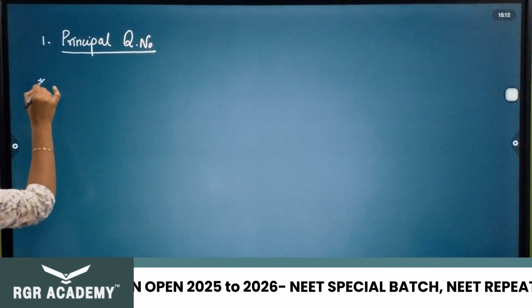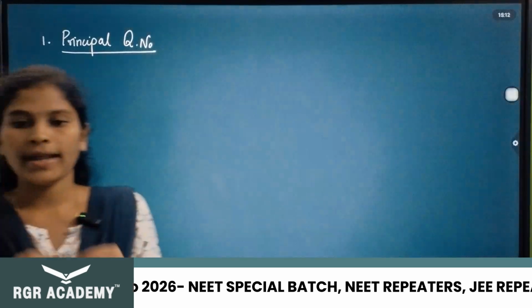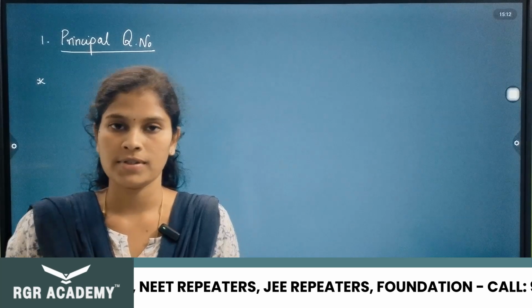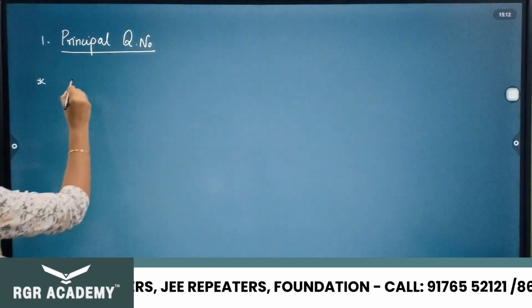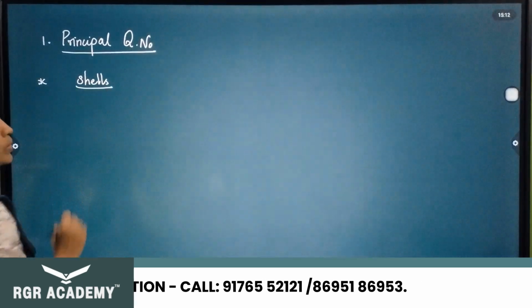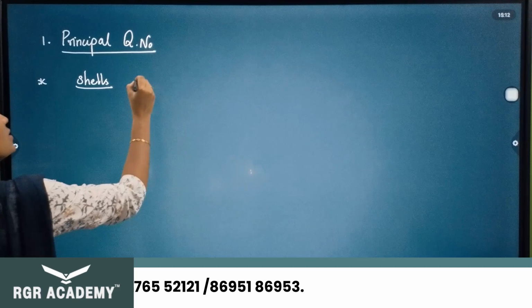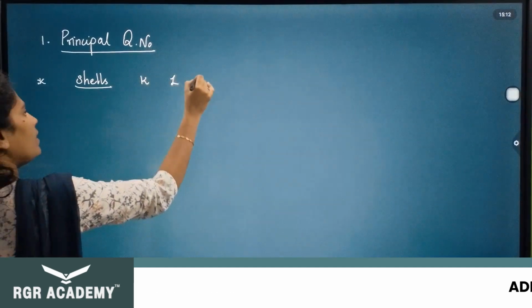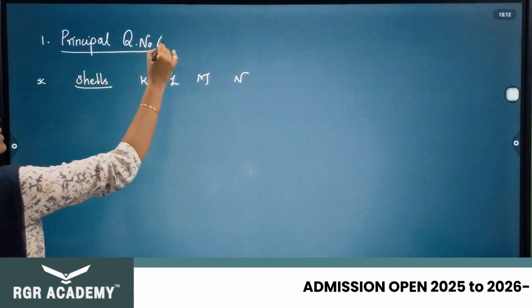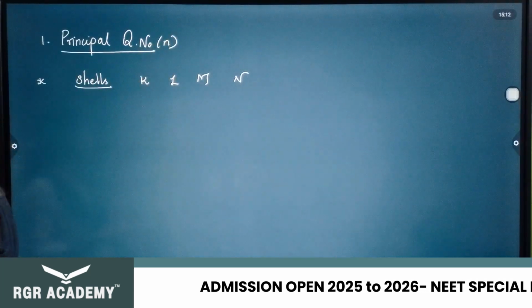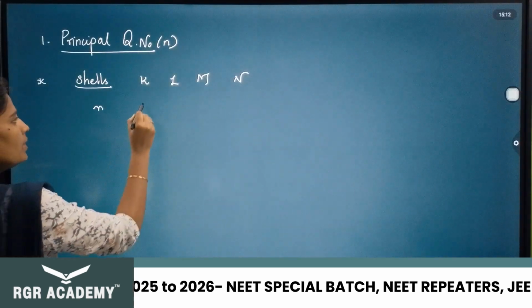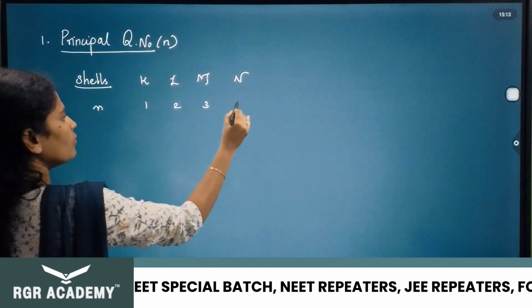Principal quantum number gives information about in which shell the electron is located. You know very well about the shell numbers, right? What shells are there? It gives information about the shells in which the electron is present. So the shells are K, L, M, and N. What is the principal quantum number for them? How can we represent the K shell, L shell and so on? The principal quantum number will be 1, 2, 3, 4.